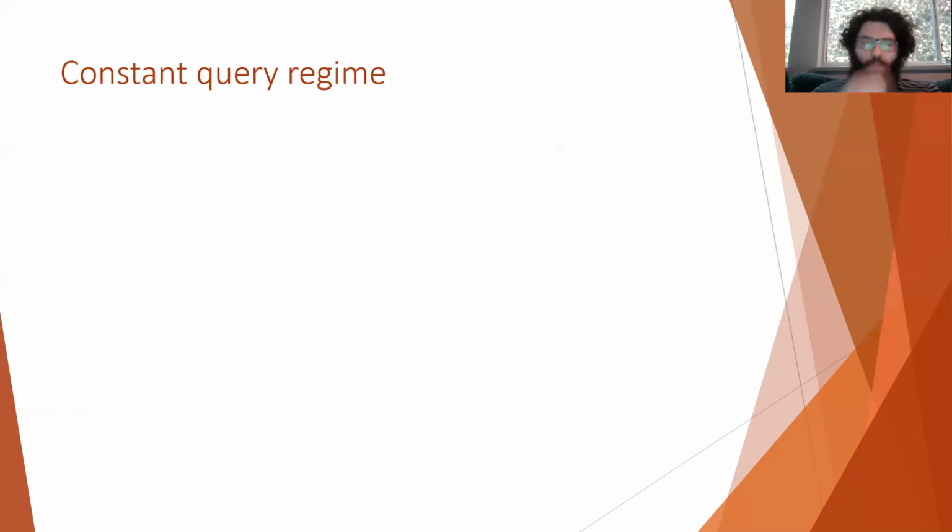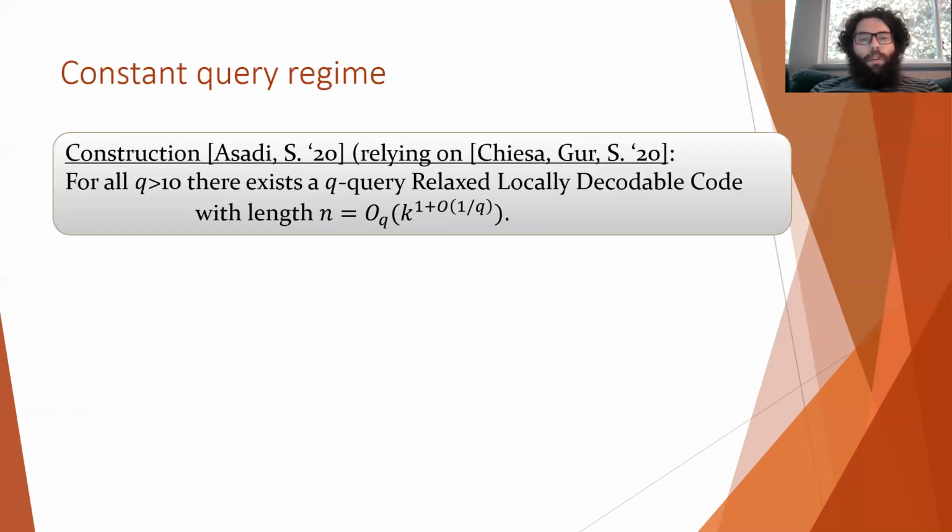So the first open problem is the following. We know that there exist RLDCs, relaxed locally decodable codes, where the query complexity is Q and the length N is K to the power 1 plus 1 over Q. It takes K bits of a message and outputs N bits of the codeword. As Q grows, the length becomes closer and closer to linear. But that's the dependence, 1 plus 1 over Q, where I'm hiding constants.